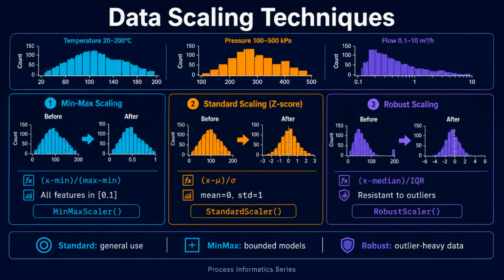Machine learning algorithms require properly scaled features. Min-max scaling transforms values to the 0 to 1 range, preserving the distribution shape. Standard scaling centers on zero with unit variance, assuming normal distribution. Robust scaling uses the median and the interquartile range, making it less sensitive to outliers. The critical rule: fit the scaler only on training data, then transform both training and test data with those same parameters. Fitting on test data causes data leakage.